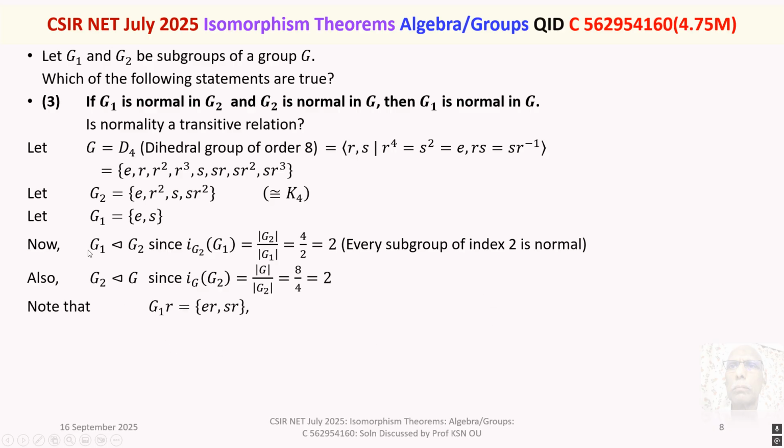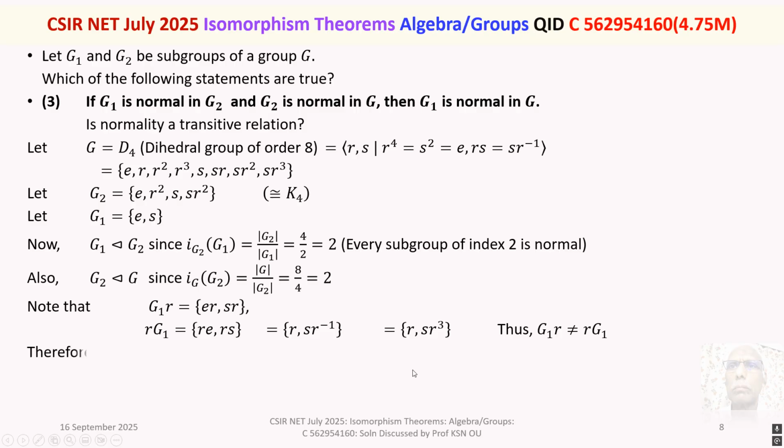Note that you take G1 and write down the right coset, G1R, which will be ER, SR. And write the left coset, RG1, which is RE, RS. Now RE is R, RS is SR inverse, and SR inverse is SR cube. So the right coset G1R has elements R, SR. The left coset RG1 has elements R, SR cube. They are not equal.